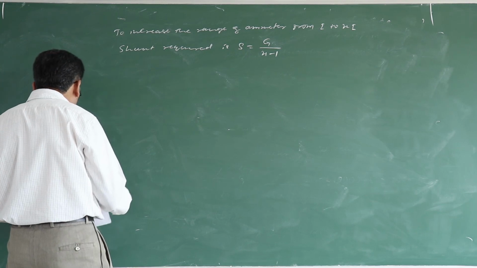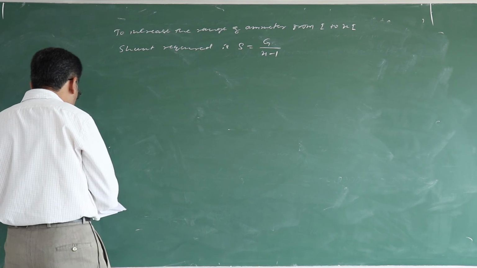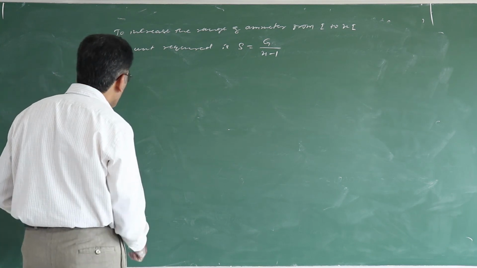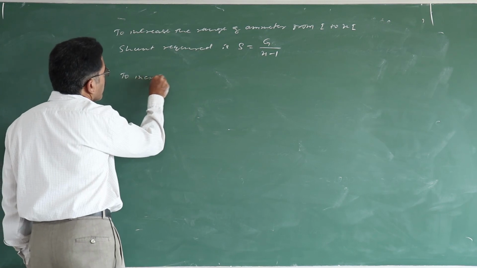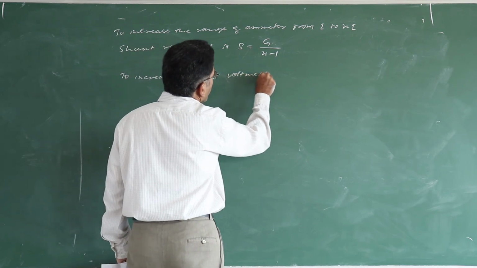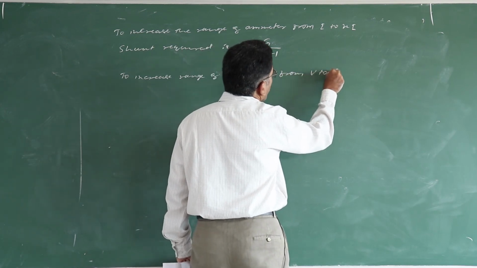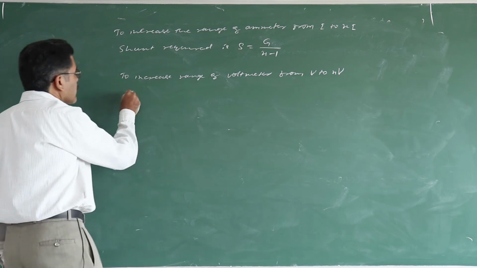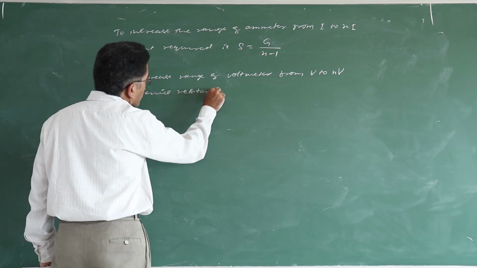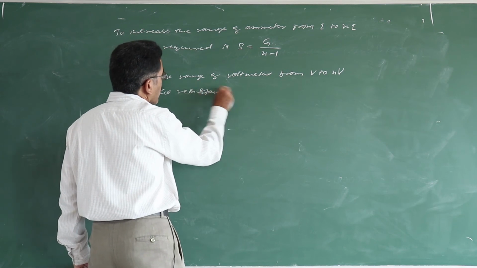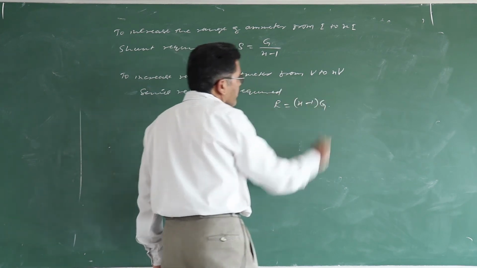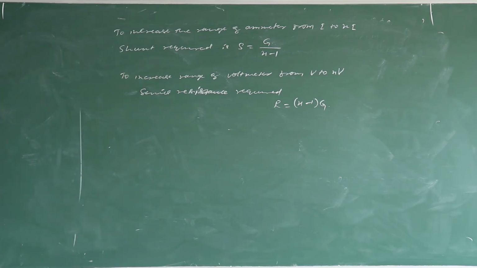And if you want to increase the range of voltmeter, similarly, to increase range of voltmeter from V to NV, series resistance required is R is equal to N minus 1 into G. See, by using these relations directly, you can calculate what is the shunt.